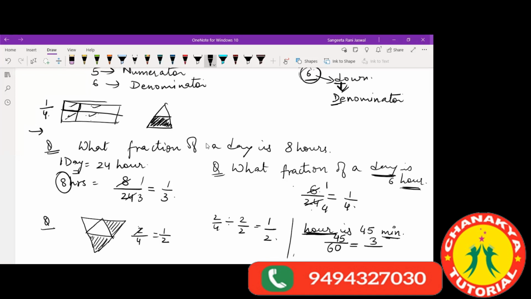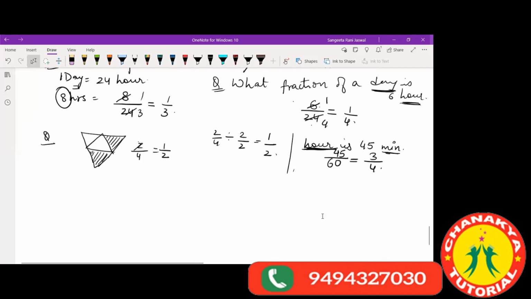3/4. Okay, it's 3/4. Right, children? Yes, ma'am. Then I divide by 15. These both come in the table of 15, so it becomes 3 by 4. I hope you are understanding this.